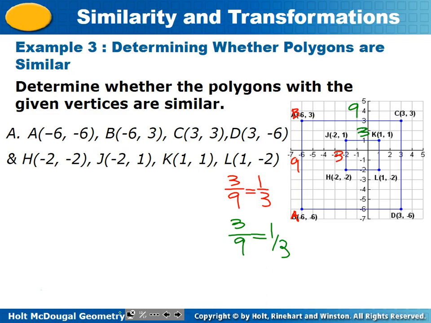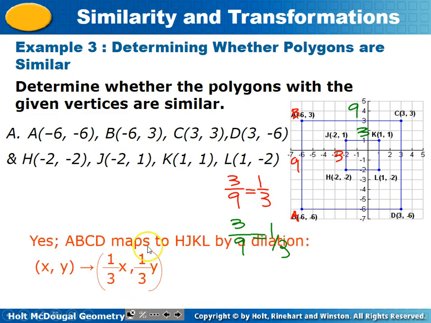So, our properties that determine whether something is similar: first is that they all have the same angles. Corresponding vertices have the same angles. And all of these angles are right angles, so that first condition is met. Second condition is that we get the same ratio on all the sides, and that's true here as well. So it says determine whether the polygons with the vertices are similar. The answer is yes, because all the angles are congruent and because the sides produce the same ratio. So again, it says yes here, ABCD maps to JKL by a dilation with a scale factor of 1/3.